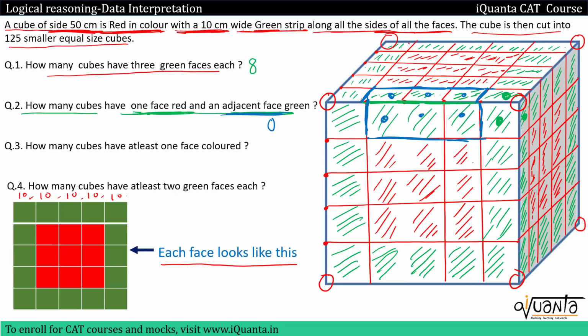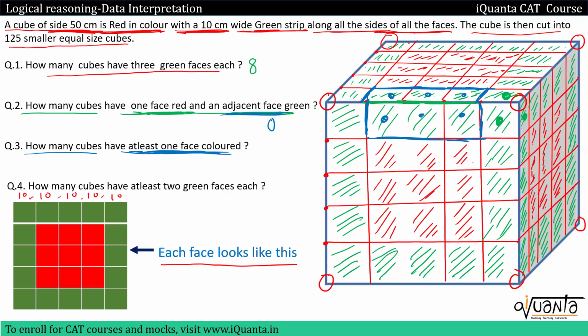Let's try to solve the third question now. How many cubes have at least one face colored? At least one face colored means 1 or 2 or 3 faces colored. And all the cubes that have at least one face colored are always on the first layer of this cube. This is the first layer of the cube that we can view from outside. So all the cubes that are visible to us will have at least one face colored. So how to count the total number of cubes?